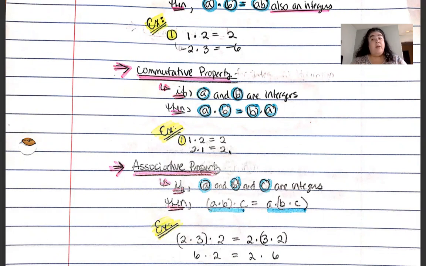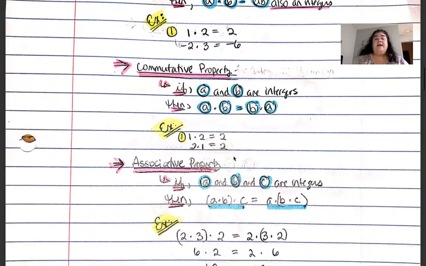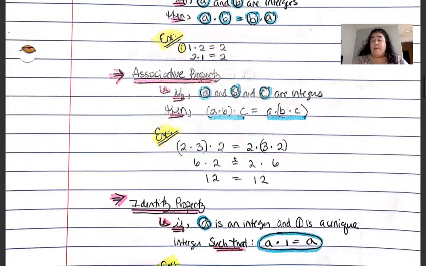And when dealing with positive and negative numbers, that property is still true. Order does not affect the product. A negative 1 times 2 will give us a negative 2. A positive 2 times a negative 1 will still give us a negative 2. Okay? Now let's move on to the associative property.